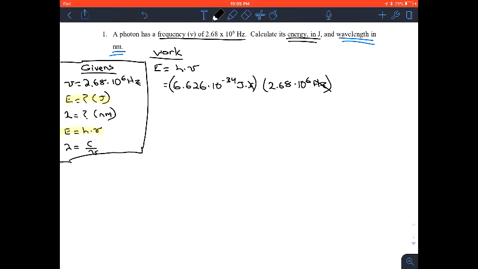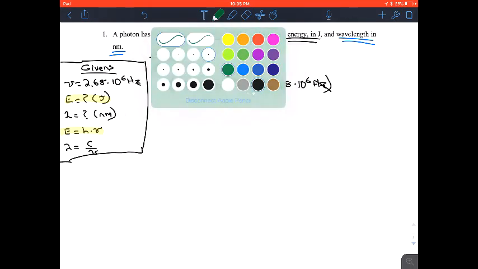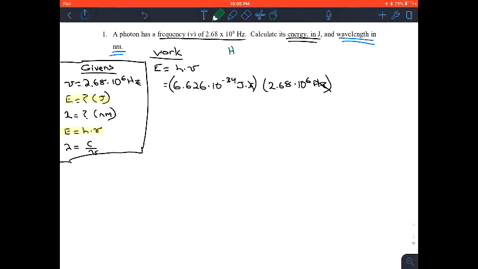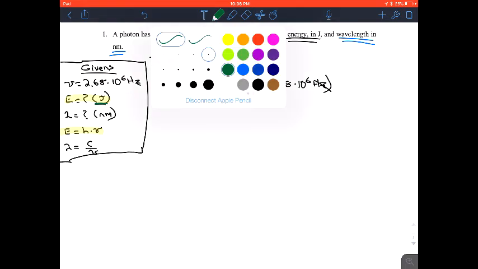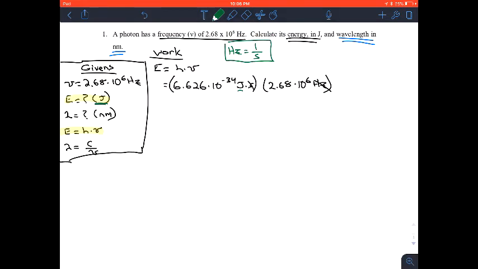So we know that hertz cancels out because of the definition: 1 hertz equals 1 over seconds. So whenever we have hertz and seconds in the same numerator or denominator being multiplied together, they're going to cancel each other out by definition. Now we're left with joules. That's what we're looking for, so we know that we're on the right track here.